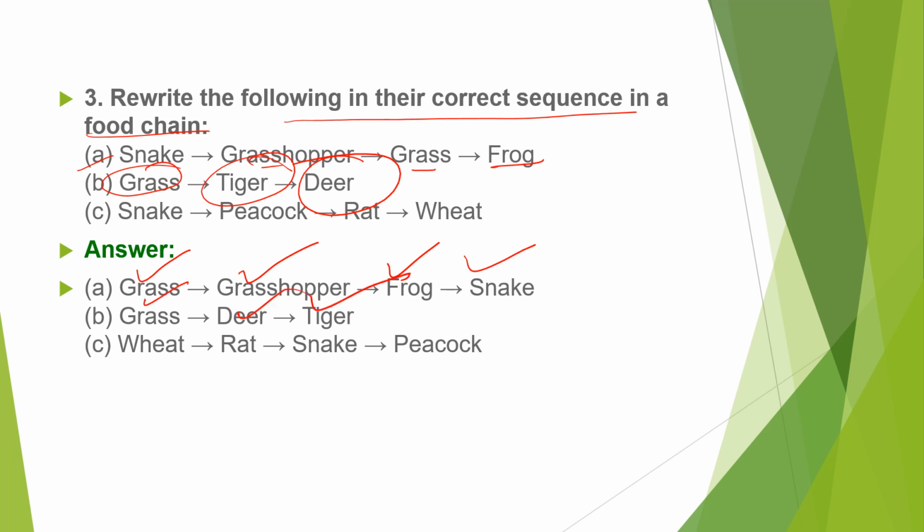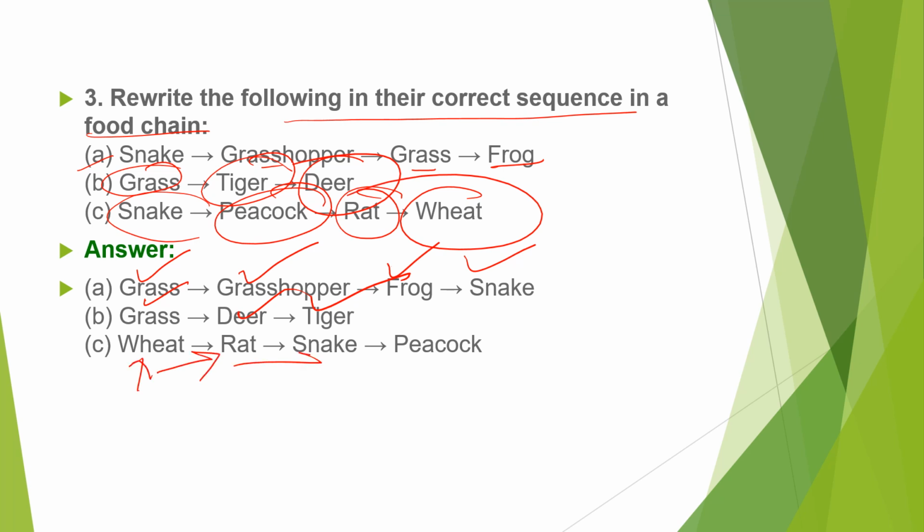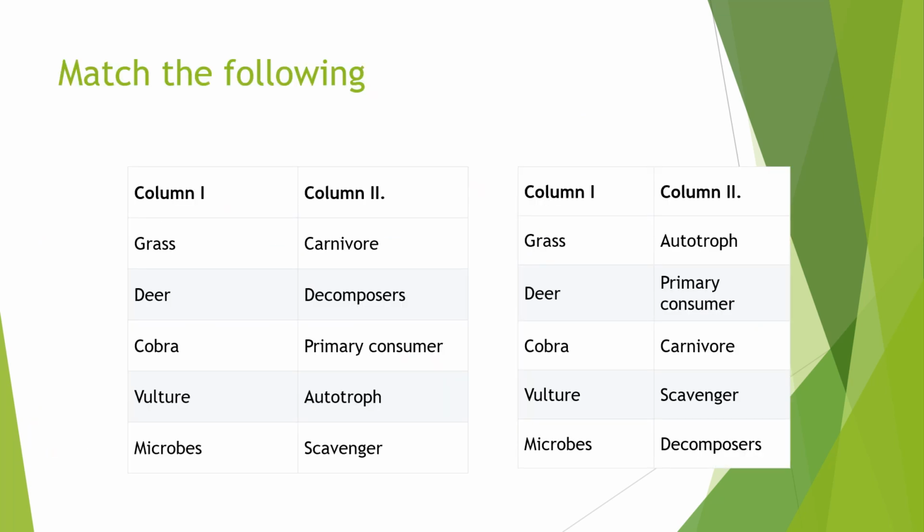The third one is snake, peacock, rat, wheat. No, first is wheat, then comes rat, then comes snake, then comes peacock. So this is how you are supposed to correct the sequence in a food chain.